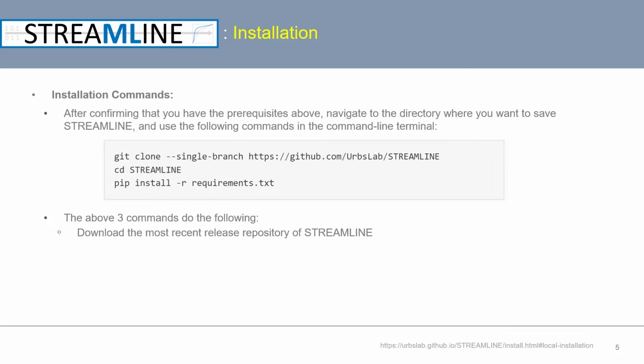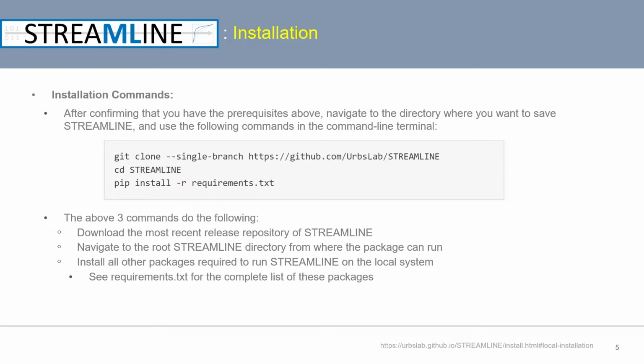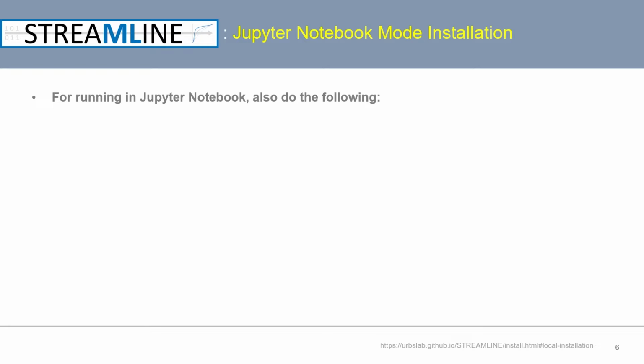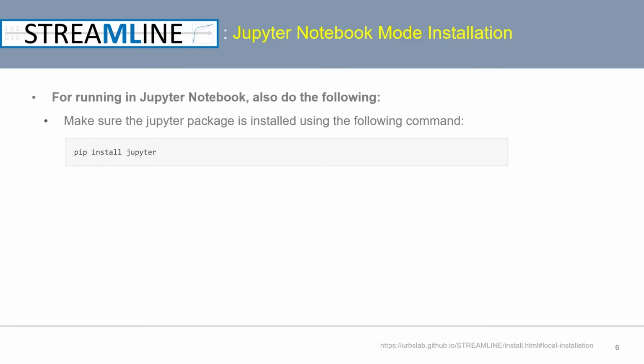These commands do the following: download the most recent release of STREAMLINE from the GitHub repository, navigate to the root STREAMLINE directory where the package can be run, and install all other packages required by STREAMLINE on your local system. You can check out the file requirements.txt in the STREAMLINE GitHub repository for a complete list of these packages. Now you're set up to run STREAMLINE from its root directory. Next, to ensure the Jupyter Notebook is set up on your computer, you should also make sure that the Jupyter package is installed using the following command.